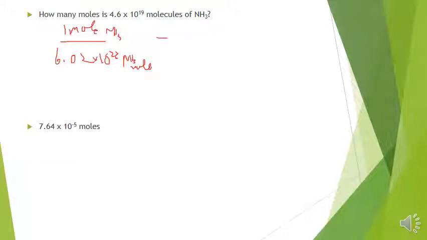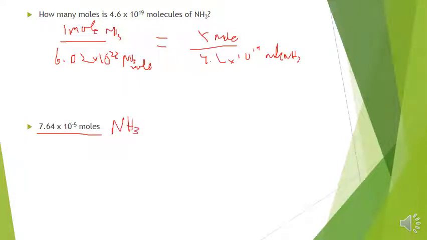All right, and that has to equal X moles of NH3 over 4.6 times 10 to the 19th molecules of NH3. Then you simply do the math, and you end up getting 7.64 times 10 to the minus 5th moles of NH3.